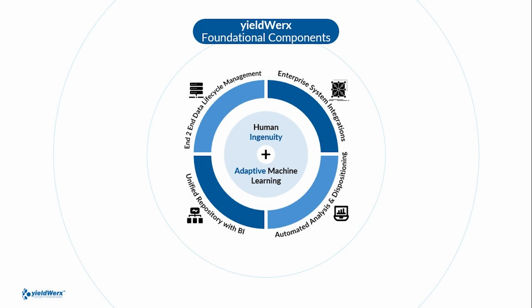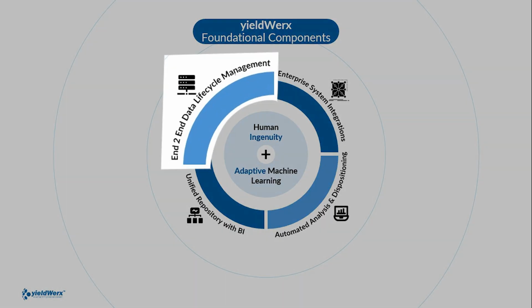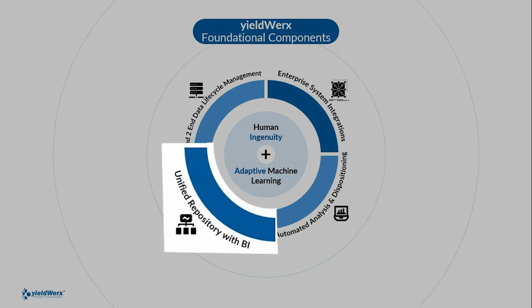Actionable insight begins with good, clean data. Our 4 foundational components, which sit at the heart of our architecture, enable just that. End-to-end data lifecycle management: a robust architecture that supports complex data retention rules. Unified repository with BI: a single source of truth database harmonizing data across the semiconductor lifecycle.